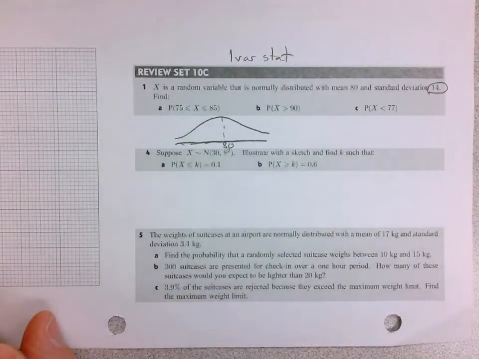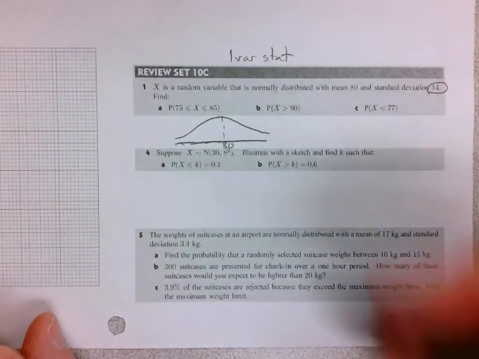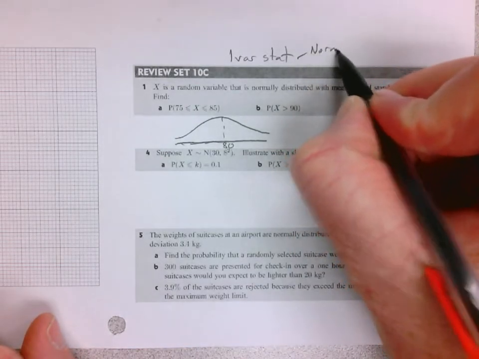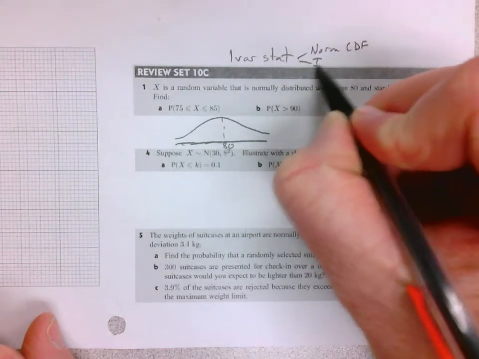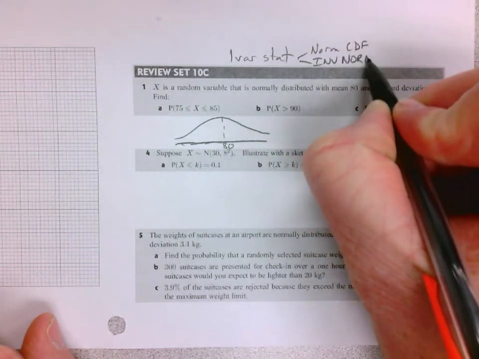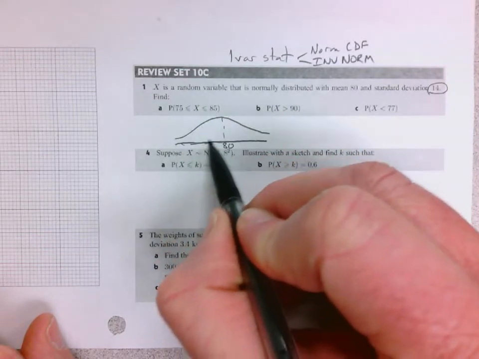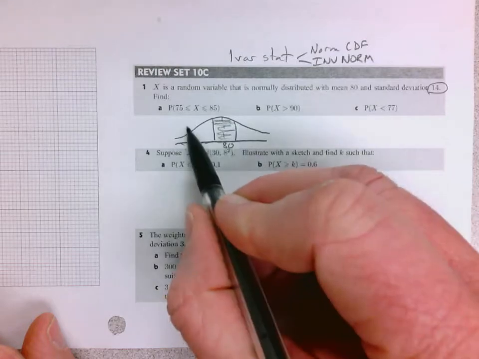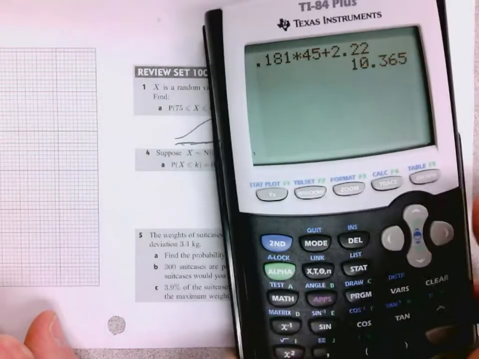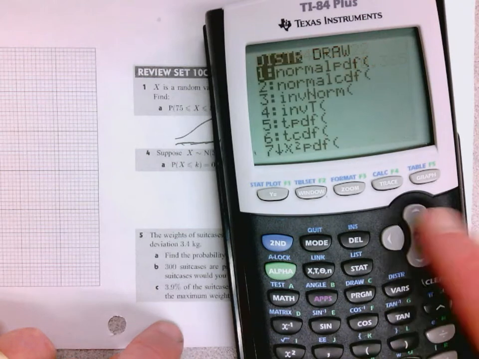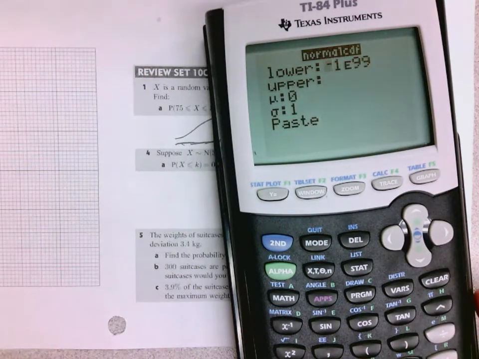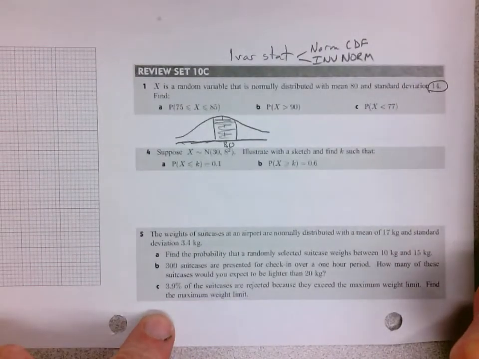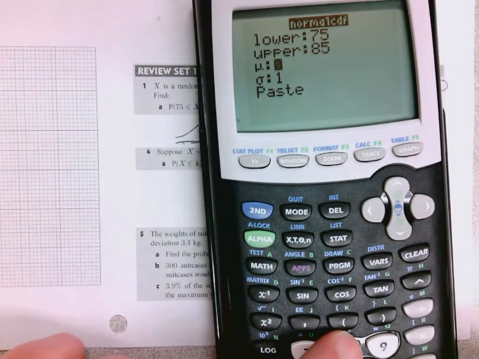Okay, so if we know the probability, if we know a decimal value or a percent, then we're going to use inverse norm. If we don't, we're going to use norm CDF. So we have norm CDF and we have inverse norm. Okay, so this one, 75 to 85, same distance apart, doesn't matter though. I'm going to go to distributions, norm CDF, lower 75, upper 85, mean is 80, standard deviation 14.